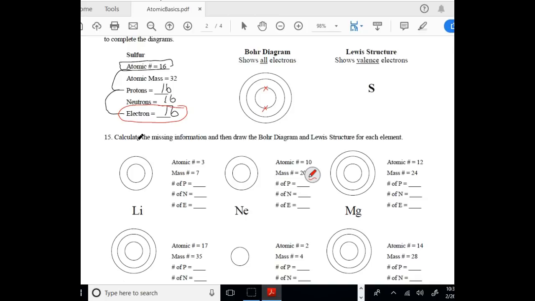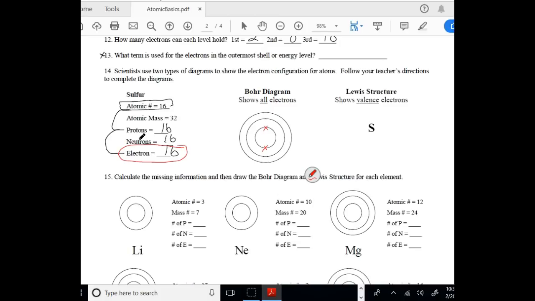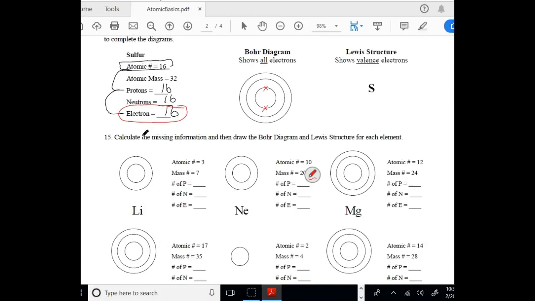But I need to have 16. How many can hold in my second shell? Well, I can hold 8. So I'm going to draw 8 up here. 1, 2, 3, 4, 5, 6, 7, 8. So now I have 2 plus 8 is 10. So now I have 10 electrons, but I need 16. Therefore, I'm going to put 6 in my outer shell. 2, 4, 6. This would be the correct Bohr model or Bohr diagram of how to draw this particular element.